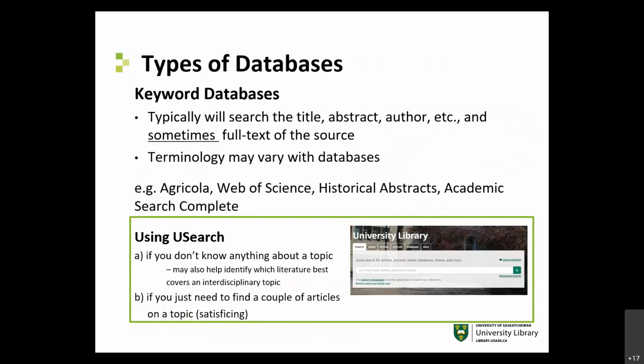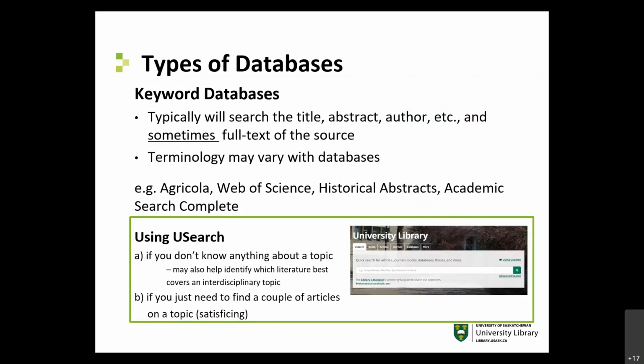Okay, so I want to talk a little bit about types of databases. There are two basic types. One is the keyword database. So you're going to be searching the title, the abstract, sometimes the author field, sometimes any subject headings that the library or the people who are creating the index have assigned to those articles.